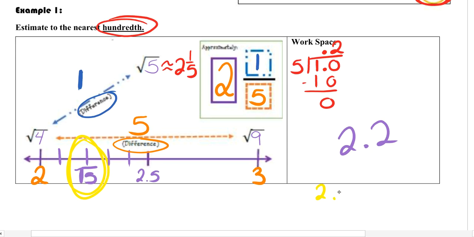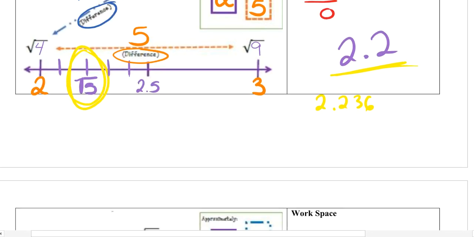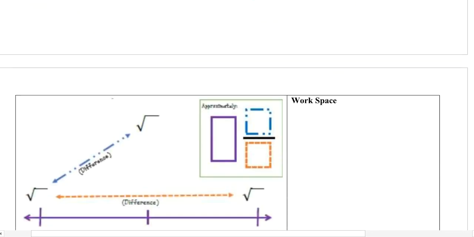But it's 2.236, so on and so forth. So our estimate of 2.2 was pretty close. And that's the extent of what you need to be able to do with these. You need to get it pretty close, pretty good estimate. All right, so let's look at our next example.